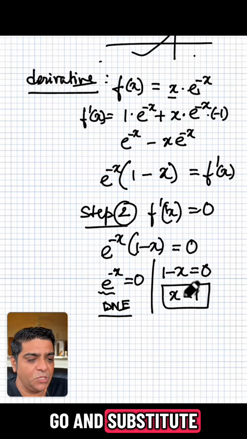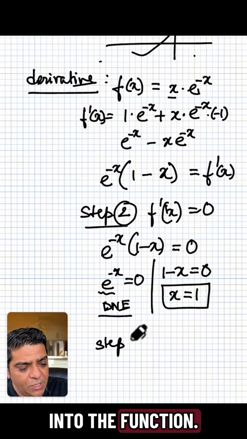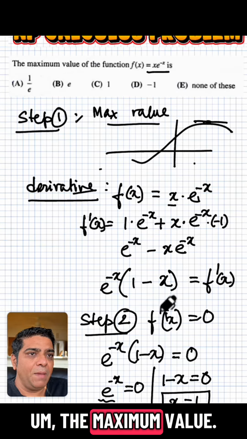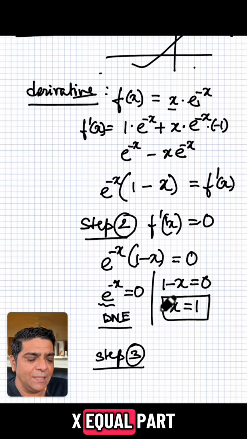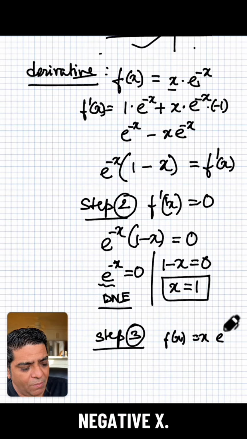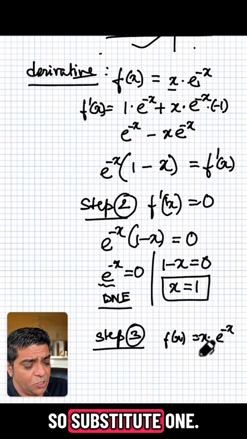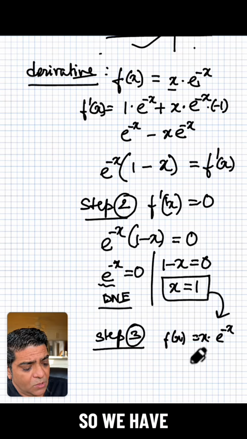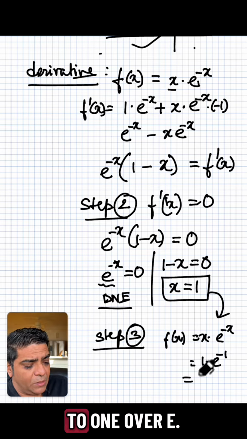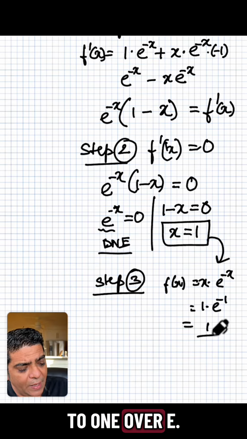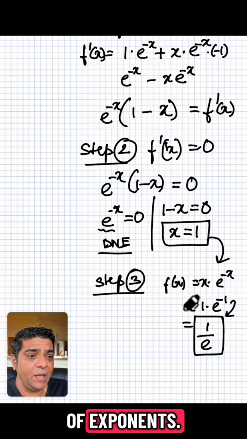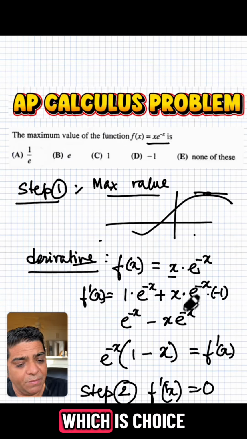So we're going to substitute into the original function to get the maximum value. So f of x is x e to the power of negative x. Substitute 1. So we have equals 1 times e to the power of negative 1, which is equal to 1 over e. That can be rewritten as that by the laws of exponents. So that is our final answer, which is choice A.